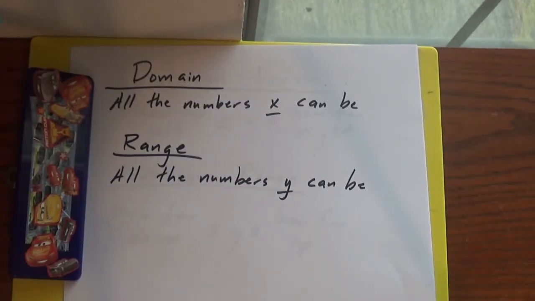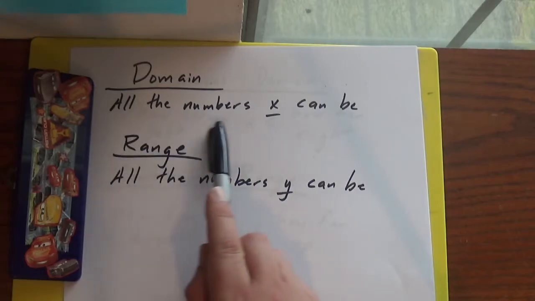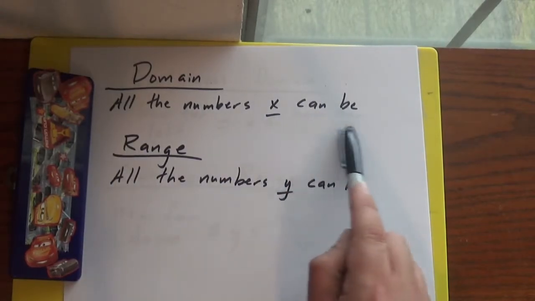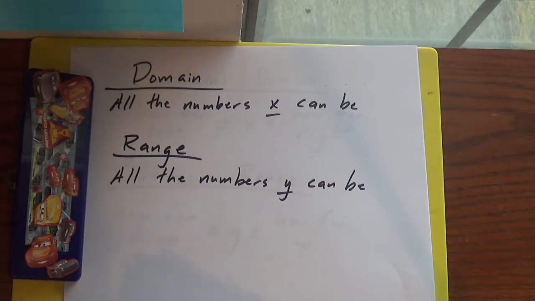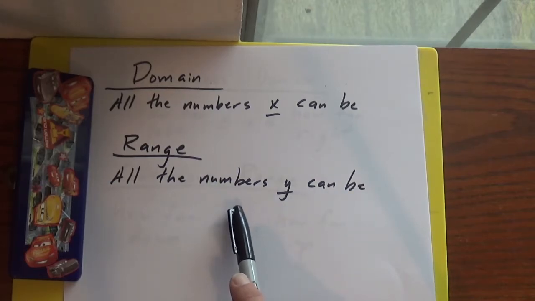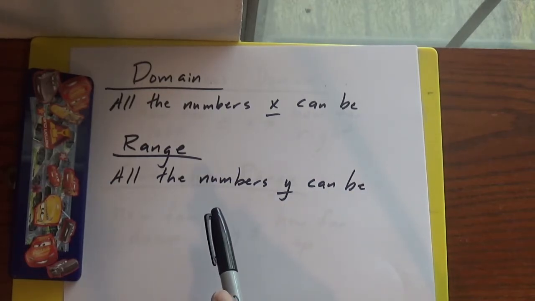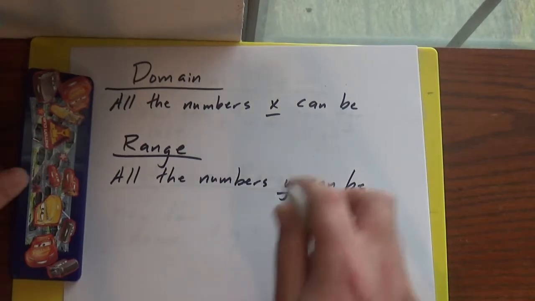Now, domain and range, these tend to be kind of confusing for people. Domain is all the numbers that x can be. So basically, how far left and how far right our graph goes, whatever x can be, that's domain. So if they're asking about domain, your answer better have an x in it, because they're talking about x's. Now range is all the numbers that y can be. So this is how far up and down our graph goes, and if they're asking about range, your answer better have a y in it.